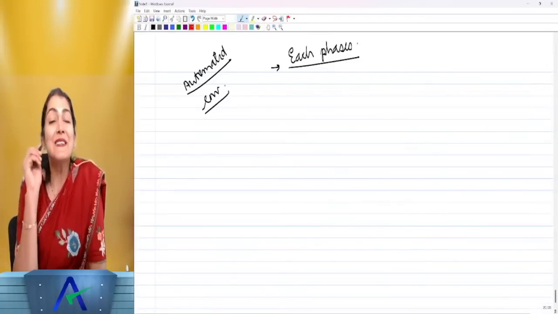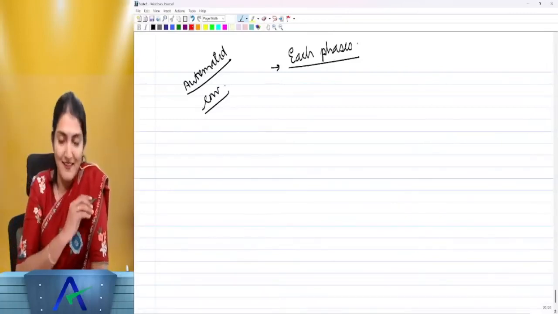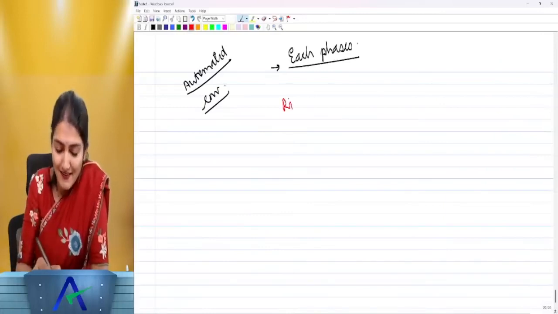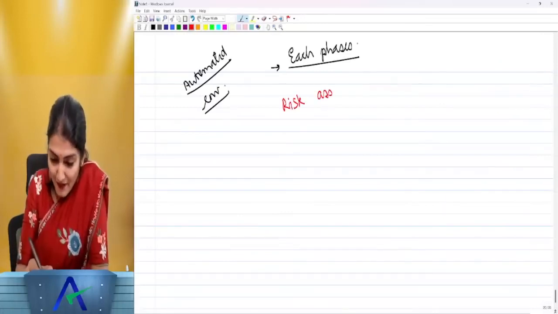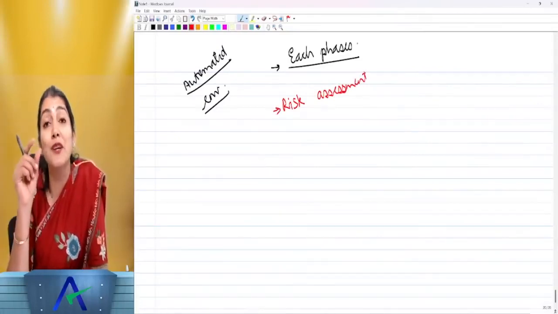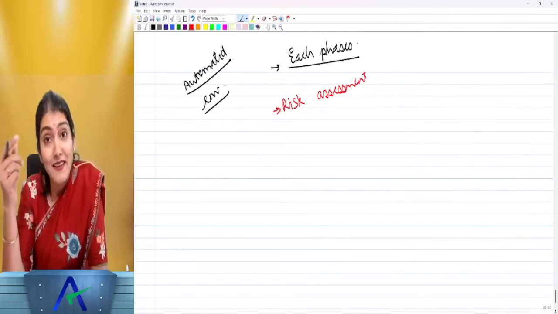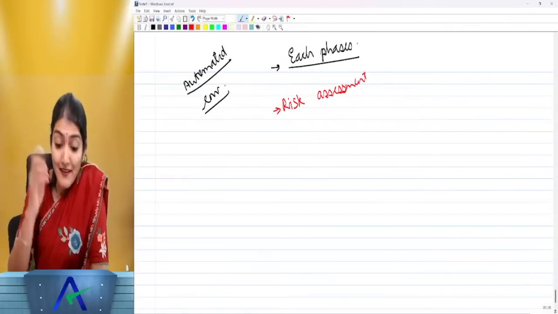Consideration of automated environment at each phase of the audit cycle. What is the first phase? Risk assessment. You identify the accounts and the disclosures. Then you check the quantitative and qualitative considerations. Then you check the likely sources of misstatements. Consider the risk arising from the use of the system. So that is risk assessment.